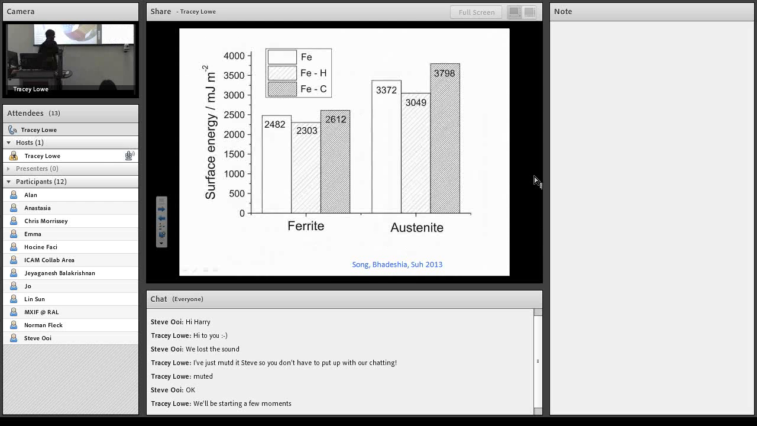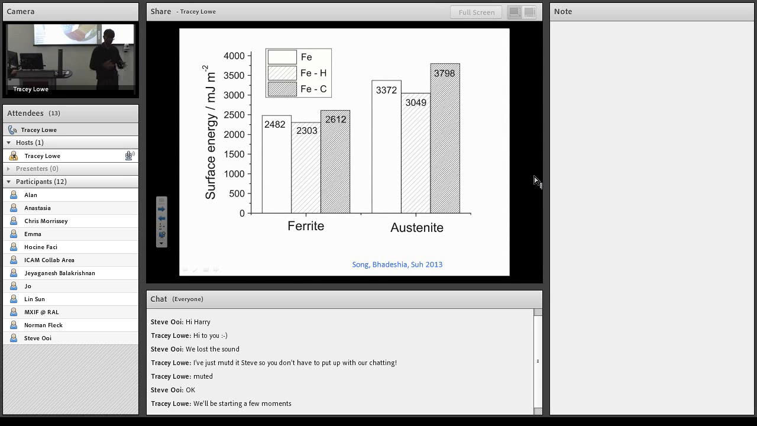And the results indicate, yes, indeed, there is a reduction. This is for hydrogen and this is for carbon. There's a reduction in surface energy when you add hydrogen, and there is a slight increase when you add carbon. And the same for austenite. But this is not something to write home about. It's a very small difference that you see. It can't really explain what we observe.